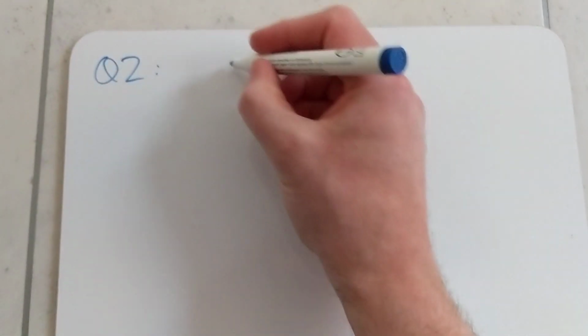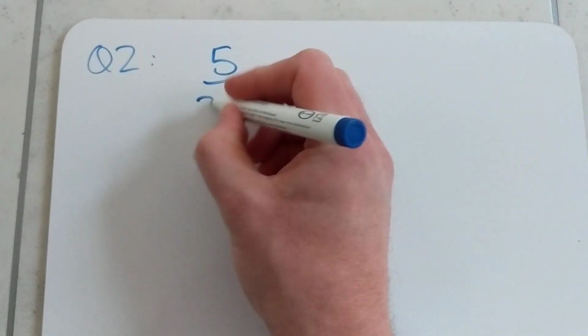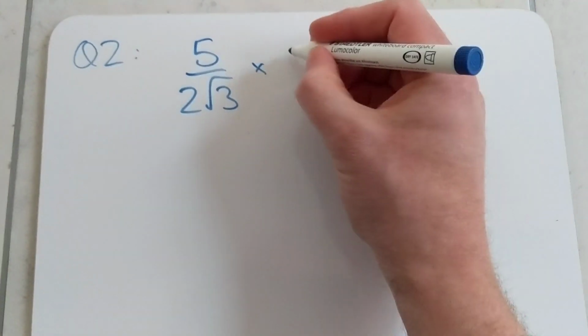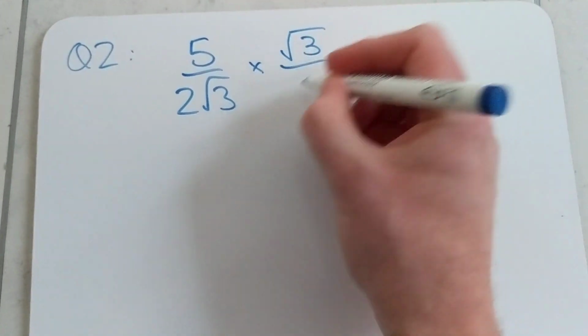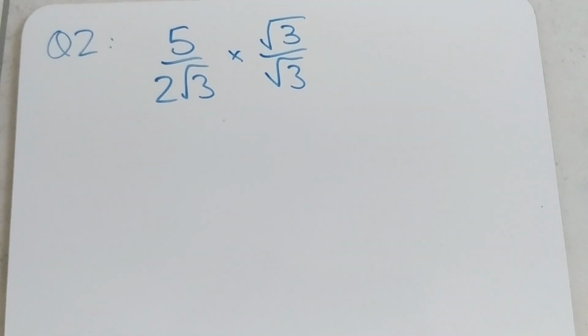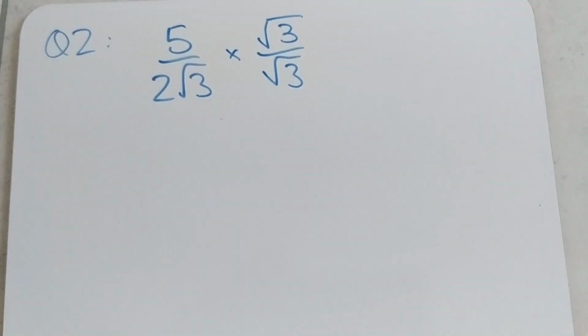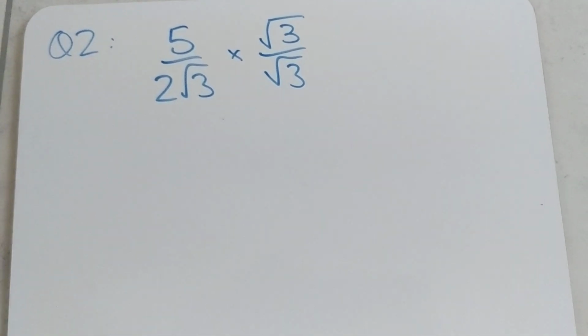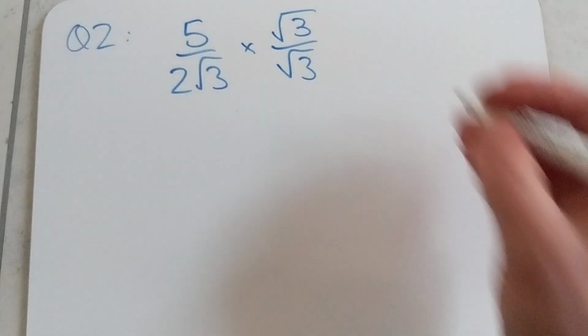Question 2 was to write 5 over 2 root 3 with a rational denominator. The first thing to do is times top and bottom by root 3, and that'll get you your first mark. You don't have to times by 2 root 3, although if you did times by 2 root 3 in the top and bottom, you could still get to the final answer. You just need to make sure you simplify.